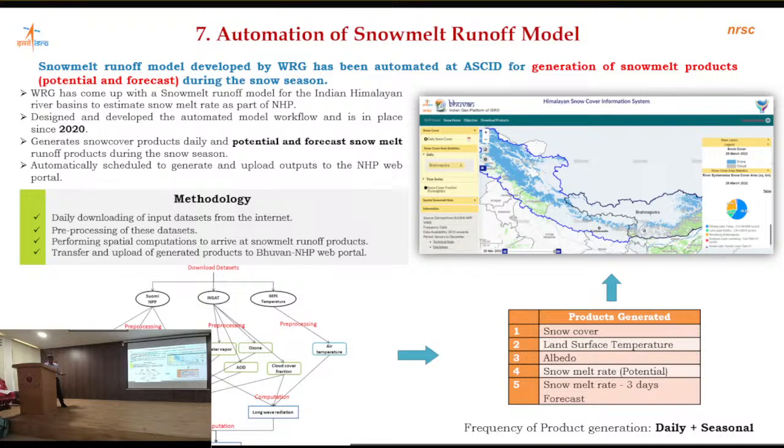So the methodology is like this: daily downloading of the data, pre-processing, performing the spatial computations for snow melt runoff, and then the transfer of this snow melt. The snow melt is a rate: how much snow is melting regularly, and also in forecast mode, how much it is going to happen in the coming 3 days.